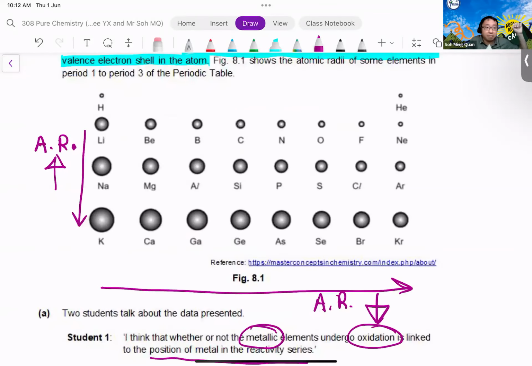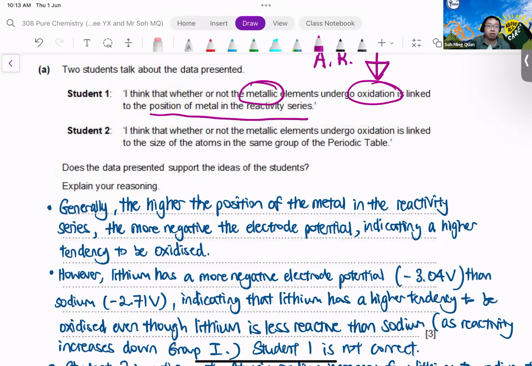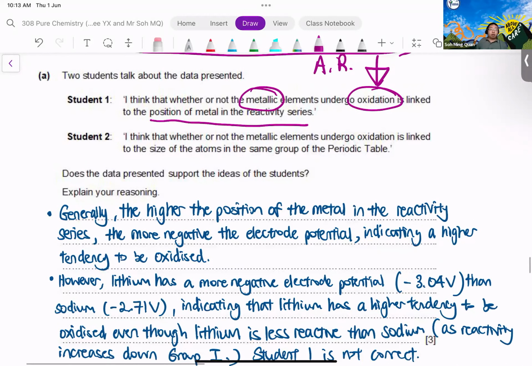Can we conclude that student one's statement is true? The answer, of course, is no. Student one is not correct because the general trend is true, but the exception, like lithium, makes student one's statement incorrect. All right, so that's student one. You can see I've also quoted data from the table, so you need to do that.